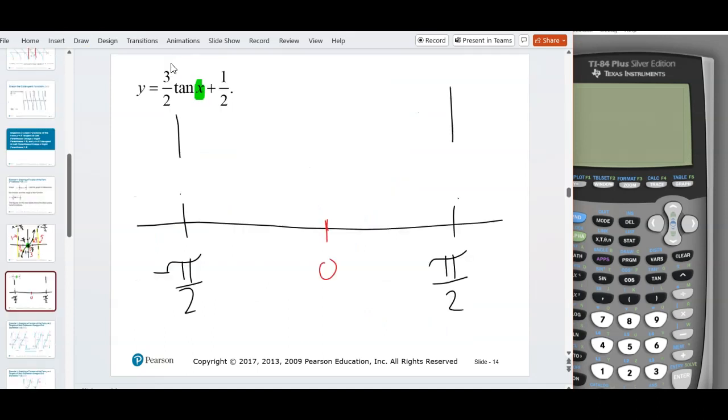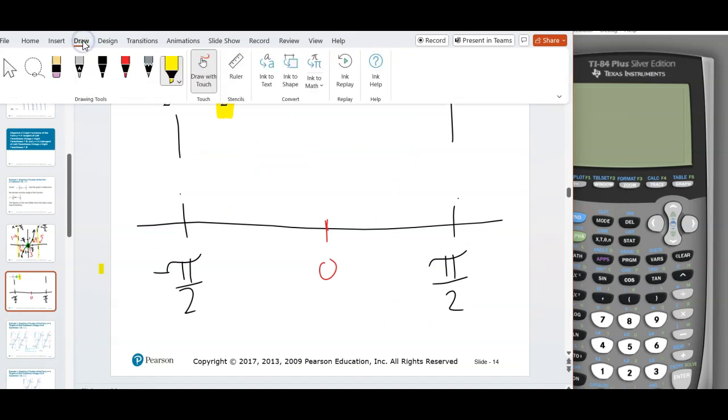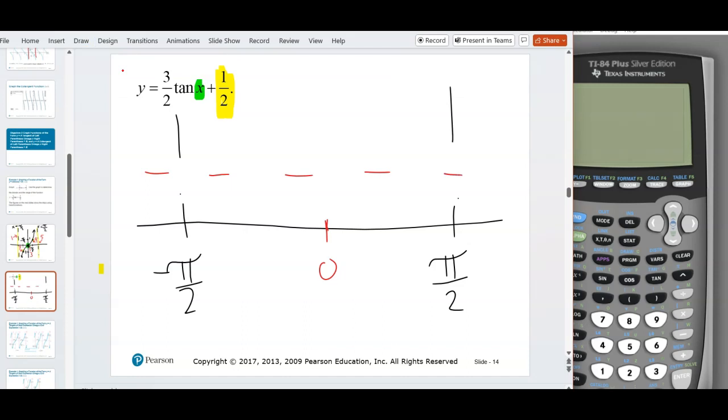Well, now because of this vertical shift, that midline gets shifted up. So I'm going to draw a little dashed line here. That's the line y equals a half, and that's where that point's going to go. So that's the point 0, 1/2. Now, what happened beyond that?